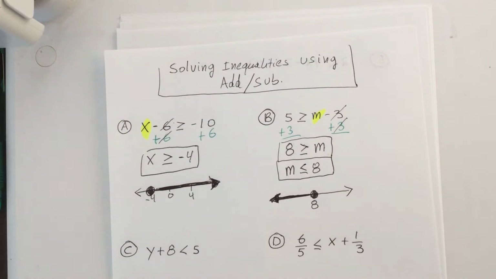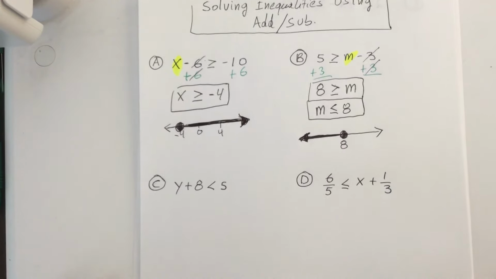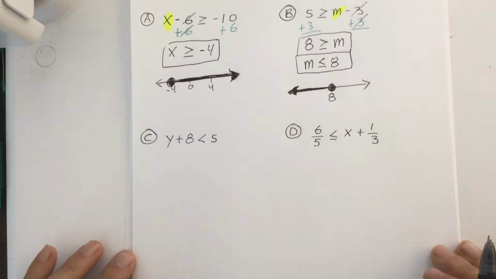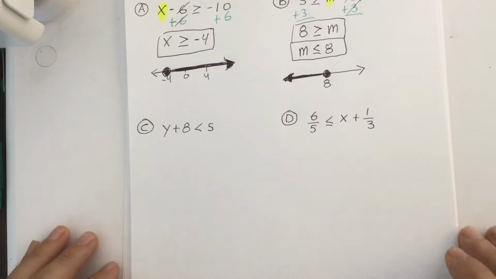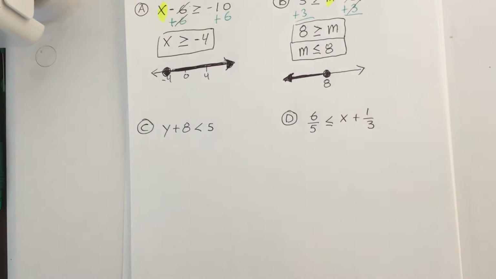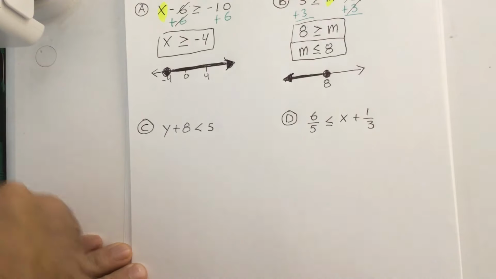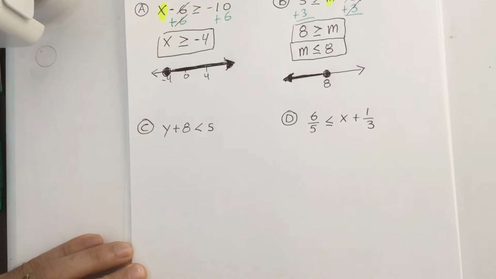Now, let's take a look at another example here. Let's move it up a little bit. I want you to try example C. Pause the video and see if you're able to do it. All right, let's take a look at example C. Again, we have y plus 8 is less than 5.